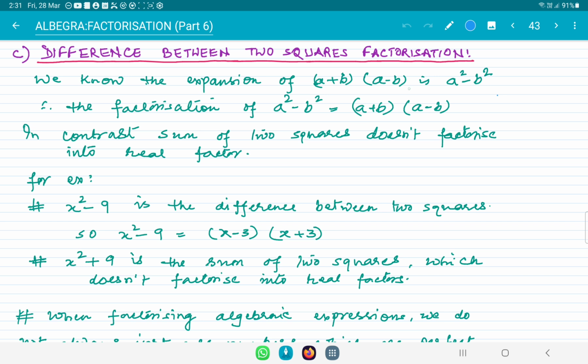We know the expansion of (a plus b) into (a minus b) is a square minus b square. So the factorization of a square minus b square, what can we write? We can write in one bracket a plus b and in another bracket a minus b. In contrast, the sum of two squares doesn't factorize into real numbers. Meaning if we take a square plus b square, we can't factorize it.